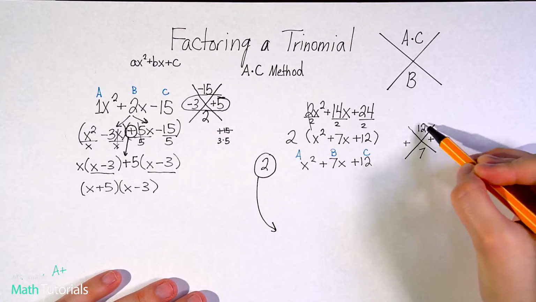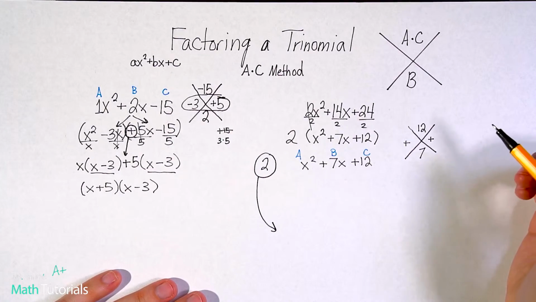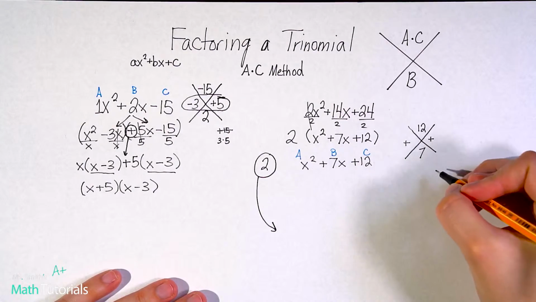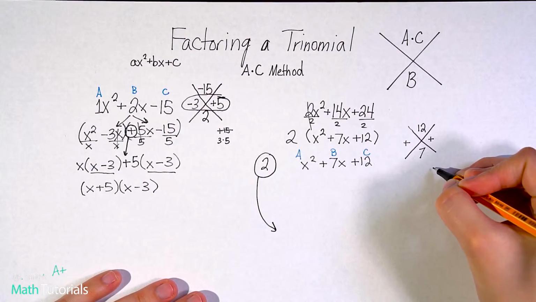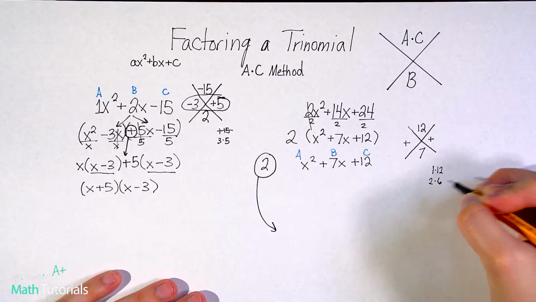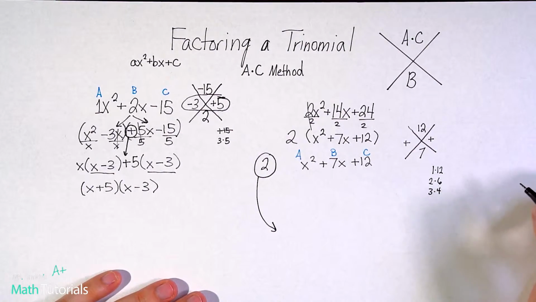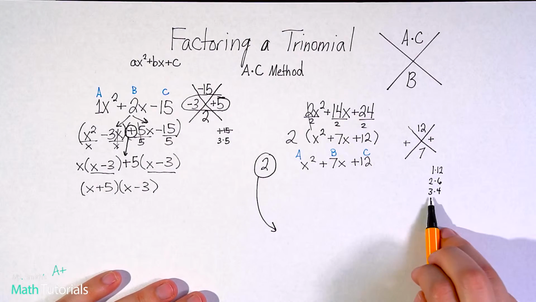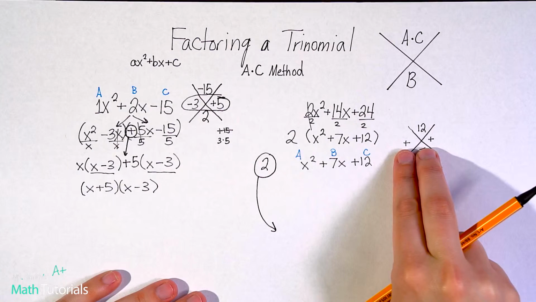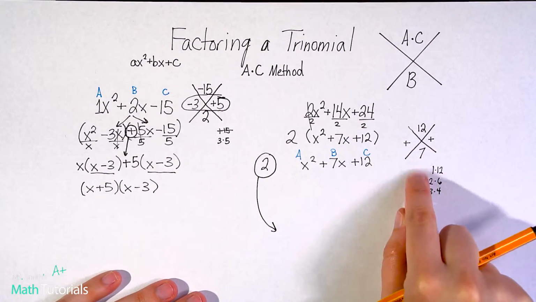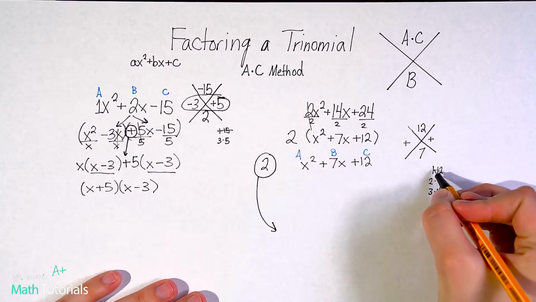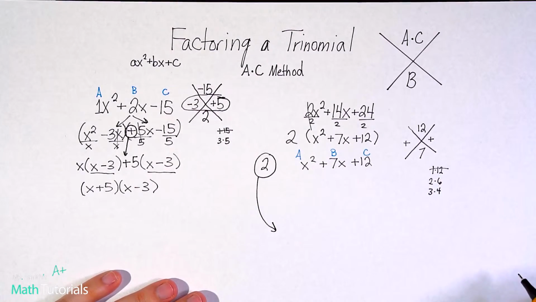So let's think of everything that goes into 12. Well, I showed you the calculator trick. You can use that if you need to, but 12 is a pretty low number. I can think of all of them right off the top of my head. So I've got 1 and 12, 2 and 6, and 3 and 4. So looking at all my options, both being positive, which ones would add together to give me 7? So 1 and 12, no, there's no way. That's going to give me 13 every time, not 7.